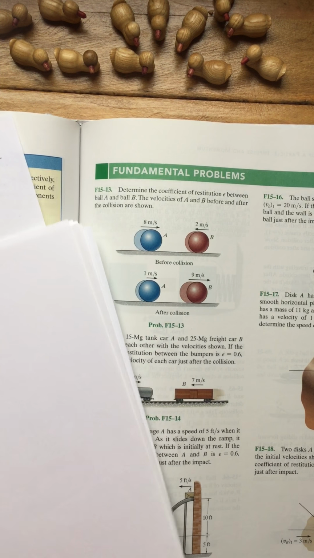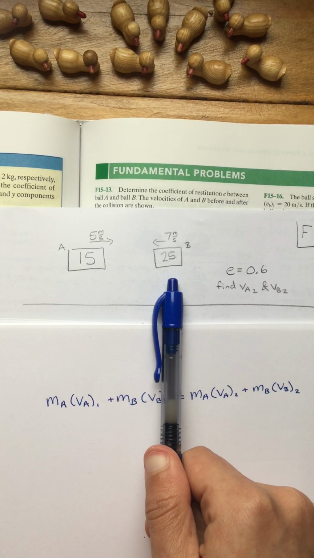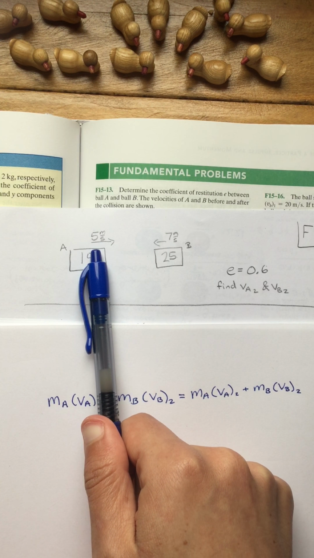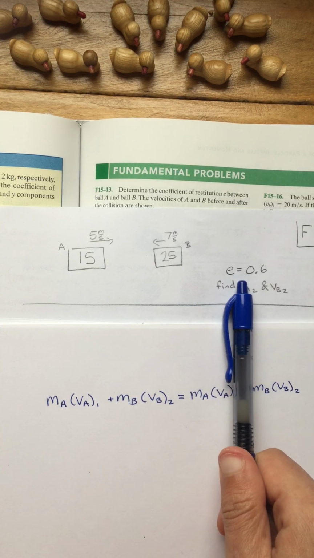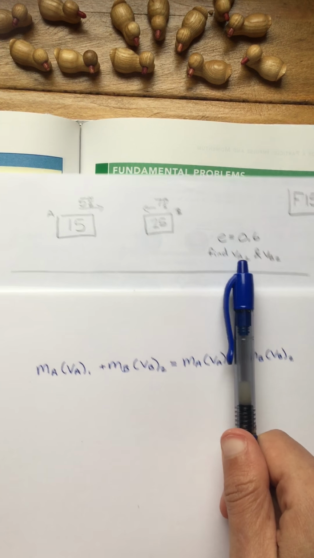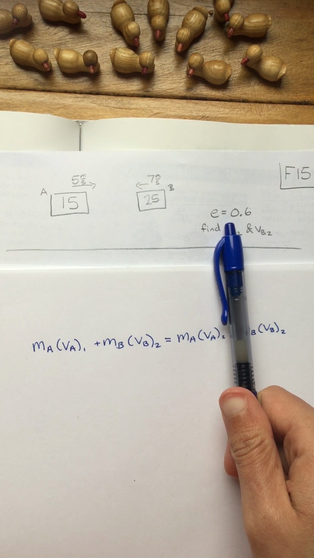So we are given in this problem car A's mass and car B's mass. Car A is going in one direction with a velocity of 5, car B is going in the opposite direction with a velocity of 7, and we are given the coefficient of restitution, and we want to find the final velocity for each car. First, we're going to use the coefficient of restitution that they give us.